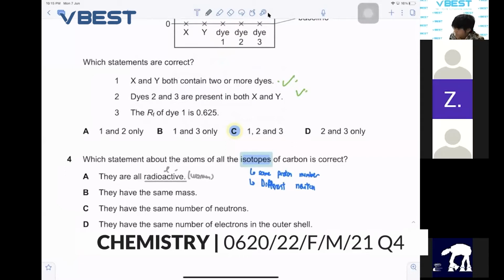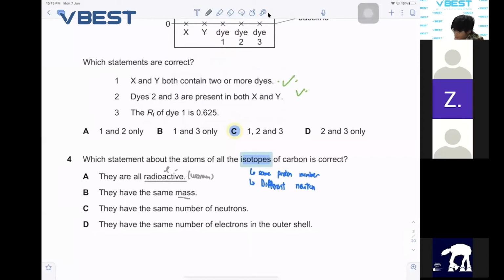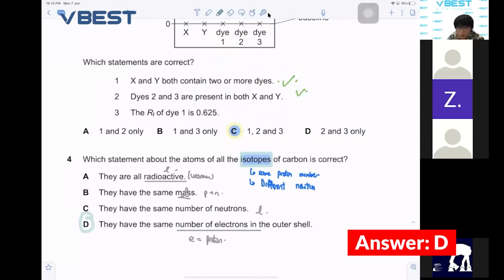They all have the same mass? No, because mass is proton plus neutron, right? How can they have the same mass? They have the same number of neutrons? As I mentioned, different number of neutrons, right? Same number of electrons. Reason, because electron and proton number are the same, right? So the answer is D. Let's go, guys, move on to question 5.